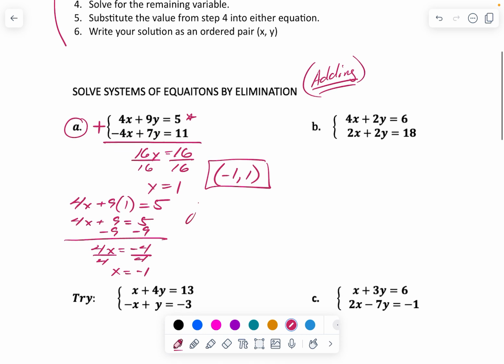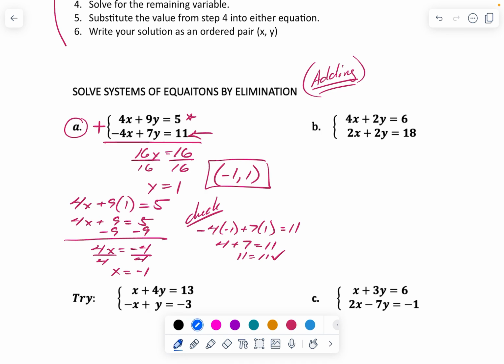If I wanted to check it, I would use the other equation, not the one we used to solve for x, but the other one. So negative 4 times negative 1 plus 7 times 1, does that equal 11? Well, that's going to be 4 plus 7. Yes, we get the right answer.